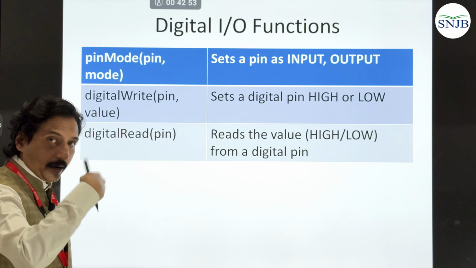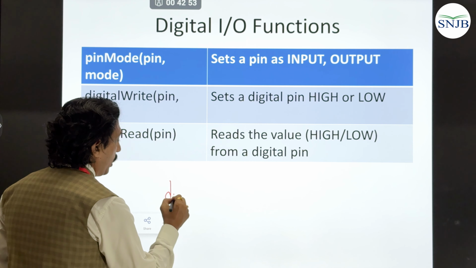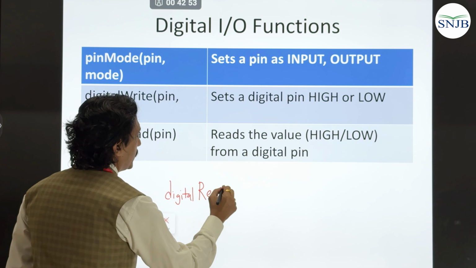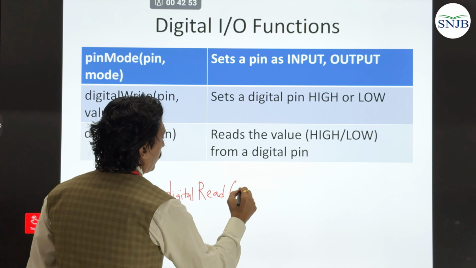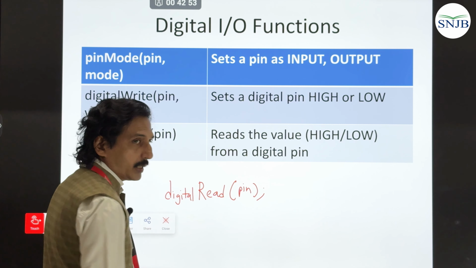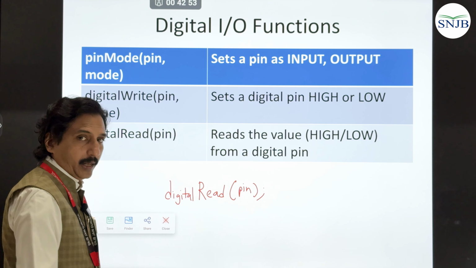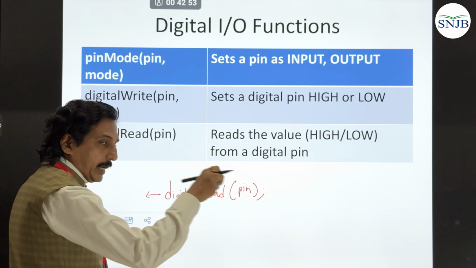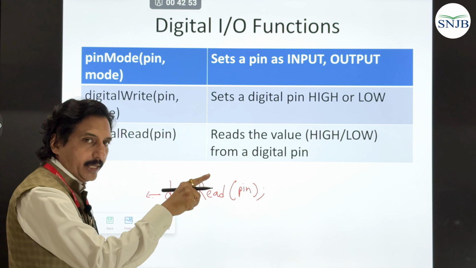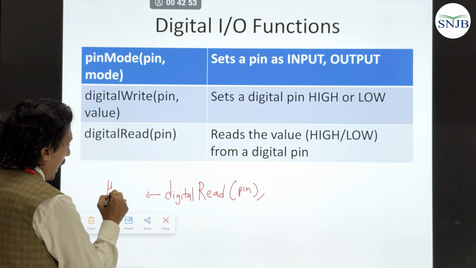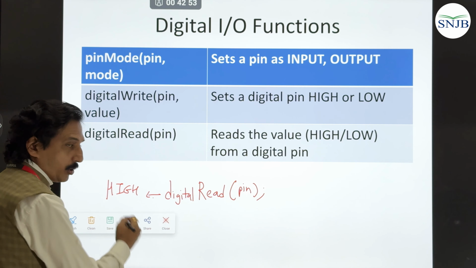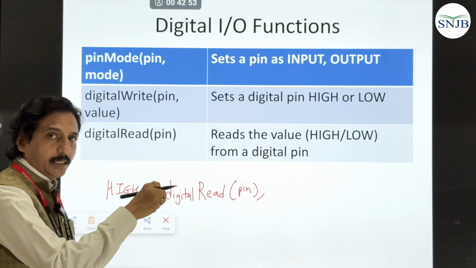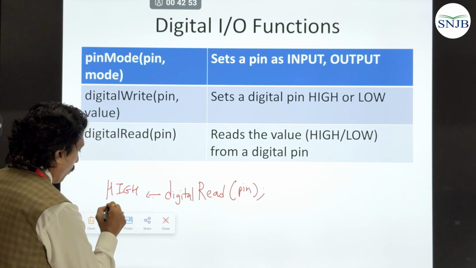Next is digitalRead. D is small, digital, and R is capital. Here we have to write down the pin. If logical 1 is there on that particular pin, we receive HIGH as an output, and if the voltage on that pin is 0, then we get a LOW value.